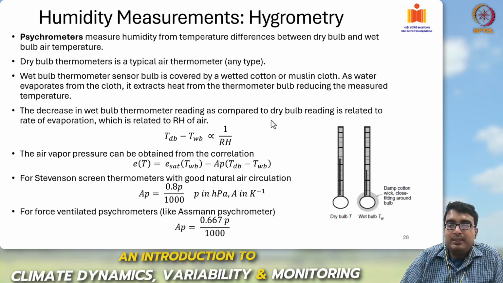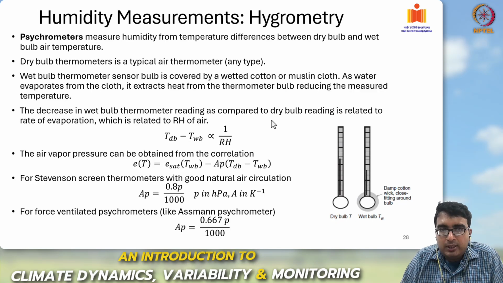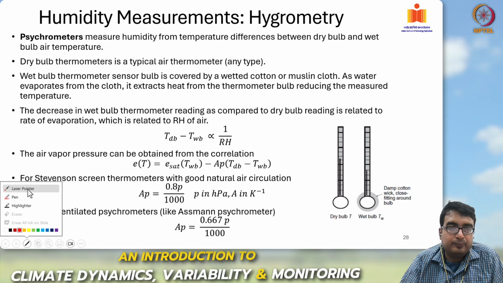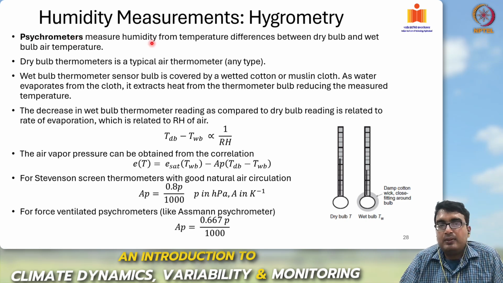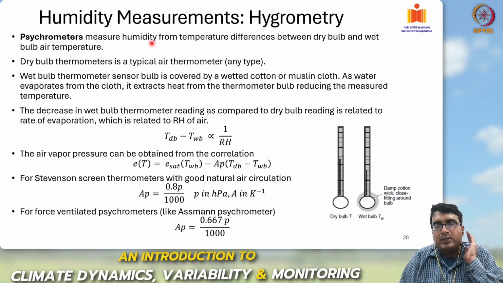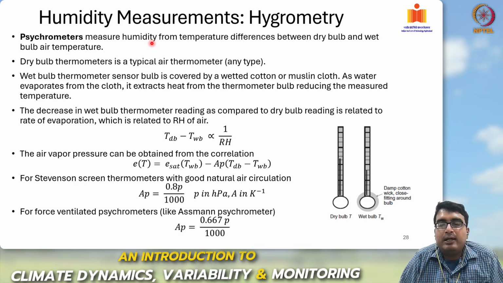There is another method to measure humidity, and this method uses temperature, and such humidity measuring instruments are called psychrometers. So psychrometers measure humidity from temperature differences between dry bulb and wet bulb air temperature. Now, what is dry bulb temperature and what is wet bulb temperature?